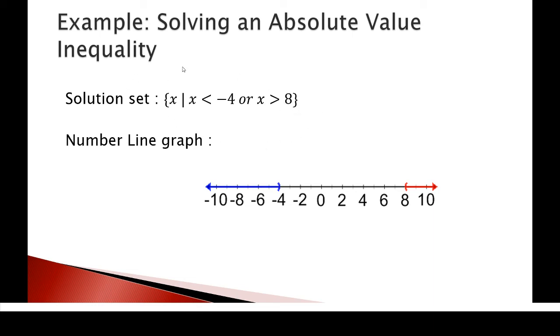If you draw this set in a line graph, it will look like this. -4 is not in the interval. That is why we use parentheses here. And x less than -4, that is why we shaded it here. Here also 8 is not in the interval, so we use parentheses here. And we mark all the values which are greater than 8. That is how we solve an absolute value inequality.